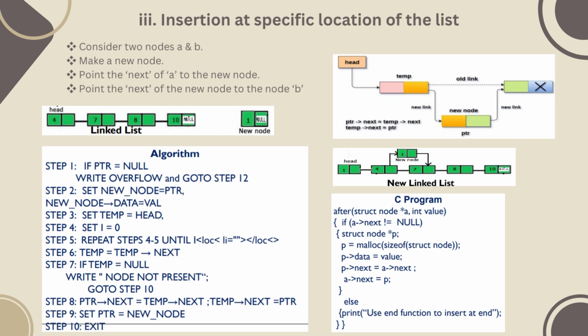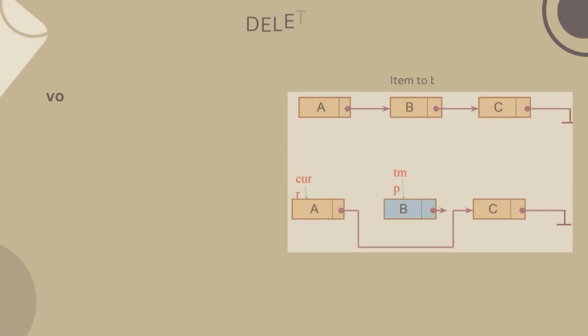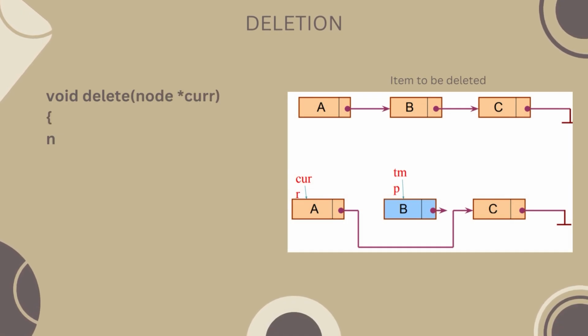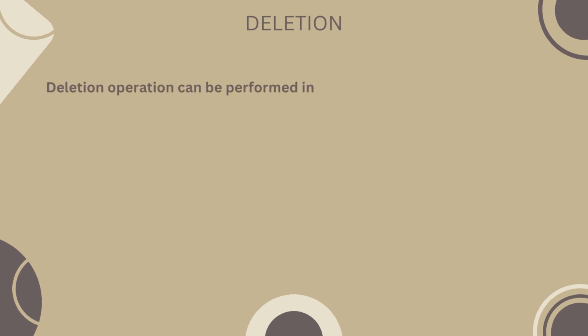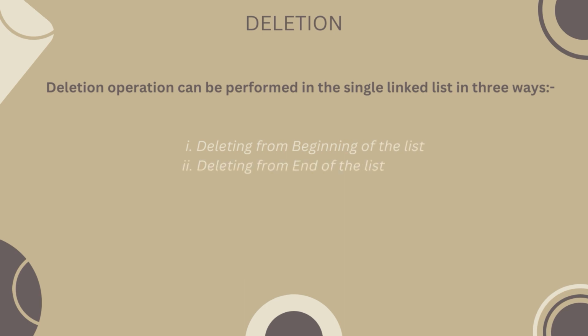The next operation which can be performed with the linked list is deletion. In the deletion operation also, we have to make adjustments to the different pointer variables. Like insertion, the deletion operation also has 3 different options. First, deleting from the beginning of the list, second, deleting from the end of the list, third is deleting a specified node or a specific node. First, deletion from the beginning of the list.